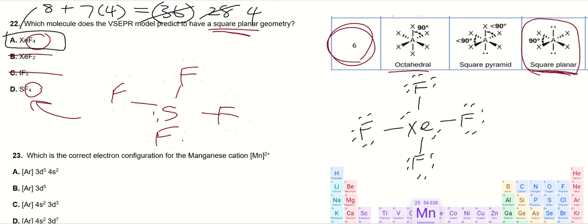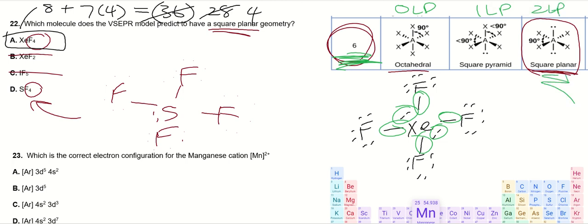All right, so there is our 1, 2, 3, 4, 5, 6 regions of electrons. 2 of them are lone pairs. This is 0 lone pairs. This is 1 lone pair. This is 2 lone pairs. So the answer is square planar. Answer is A.